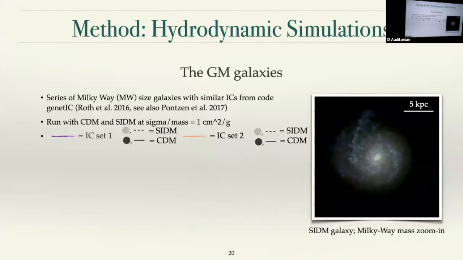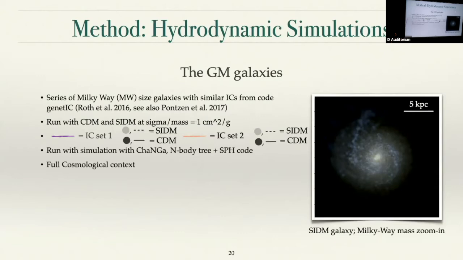But a few years ago, I did something a little bit different. So I used hydrodynamic simulations, and so these are the GM simulations. And these were presented yesterday by Nicole Sanchez as well. So this is a series of Milky Way galaxies, and they have similar initial conditions using GenetIC, which I guess Andrew gave a tutorial on earlier this week. And so we run with CDM and then an SIDM cross section of 1 centimeter squared per gram and 2 different IC sets. So this purple represents one IC set and the orange represents another.